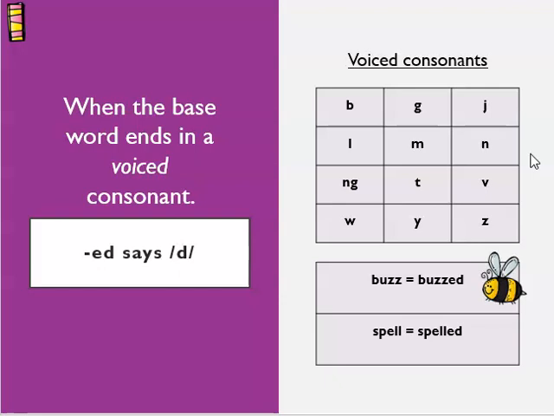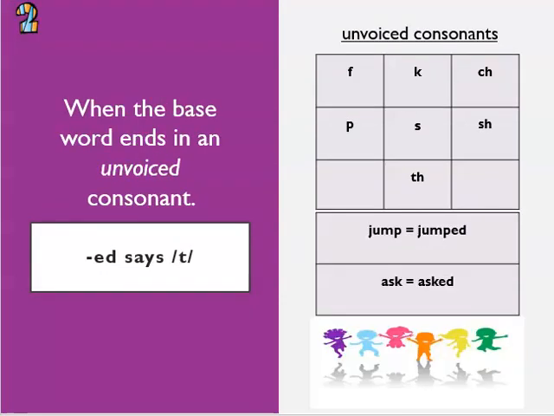So let's look at this word, buzz. It ends in a voiced consonant. I added the letters ED, so I'm going to pronounce it buzzed. Spell becomes spelled. Let's look at the second way.